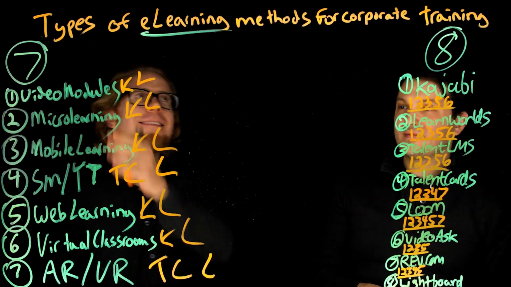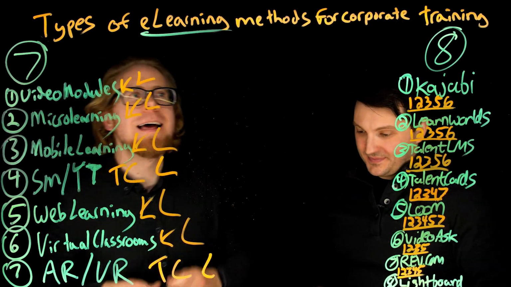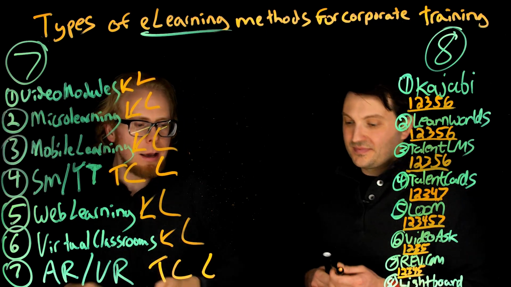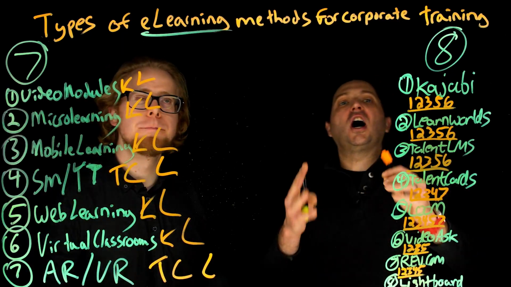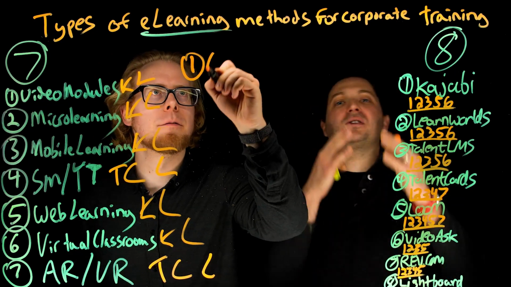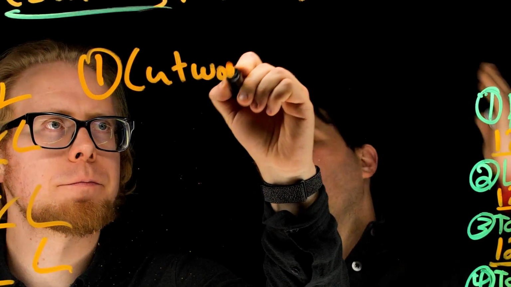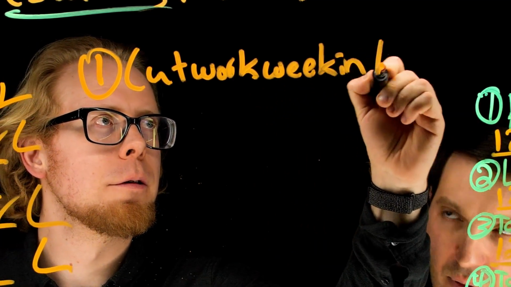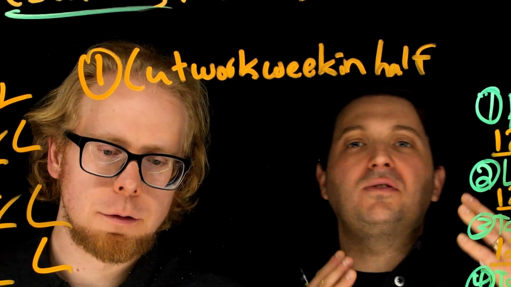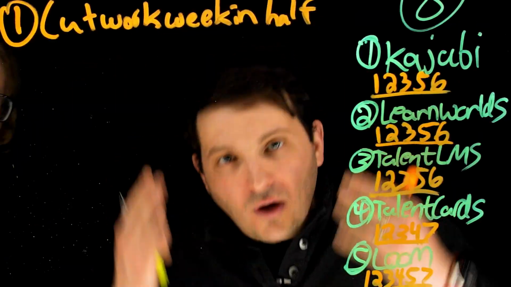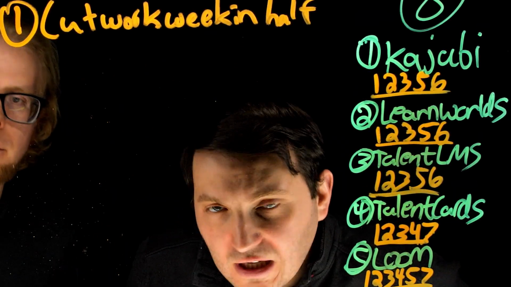So when you're looking at the types of e-learning methods for corporate training, these are the benefits that you're getting by integrating these methods. Number 1 is cut your work week in half. That is something that is absolutely critical, which is your time. Your time is super important, and that's what e-learning allows you to do. If you are the training manager, you don't have to do the same trainings over and over and over again. Saves you half your time or even more.